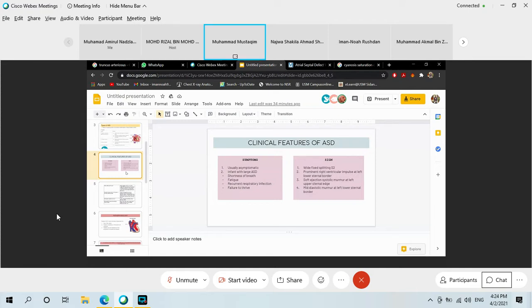Shortness of breath, fatigue. Yes, I know. You don't need to read, I'll read. In general, these are the symptoms of what condition? Shortness of breath, fatigue, failure to thrive. Group members can also answer.